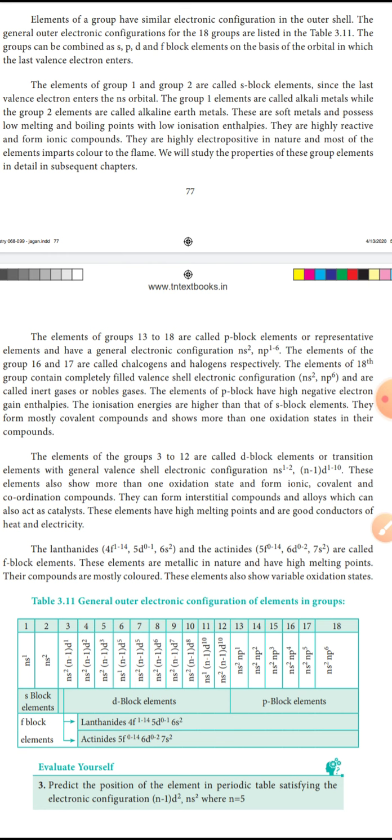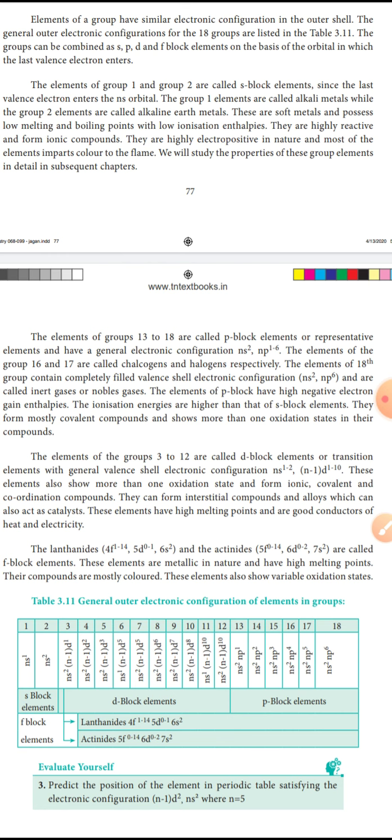The elements of the p block have high negative electron gain enthalpy. The ionization energy is higher than that of s block elements. Comparing to the s block, the p block ionization energy is higher. They are mostly covalent compounds and show more than one oxidation state in their compounds.